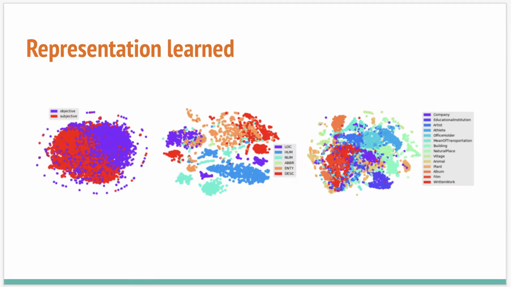And after the training, they have also done some sort of visualization to see what kind of representations they are able to learn on their shared encoder. So this visualization shows what kind of clusters the encoder representation is able to capture in terms of the vectors.